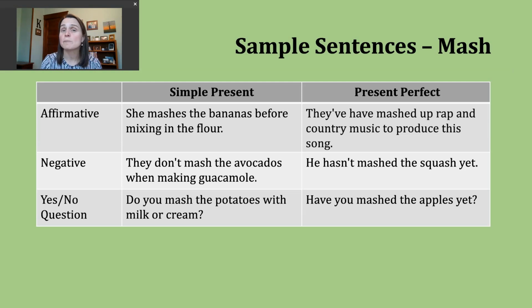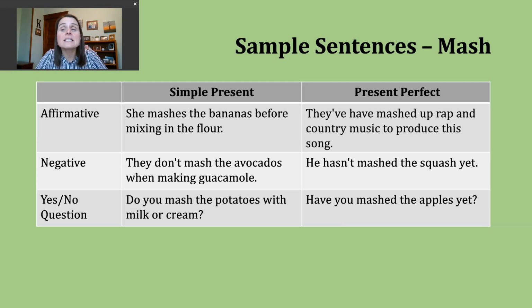We can use this verb tense in a couple different ways. One is to talk about an action that started in the past and continues into the present. Or we can use it to describe an action that was completed at an unknown point in the past. Many times, this gets called the indefinite past tense.